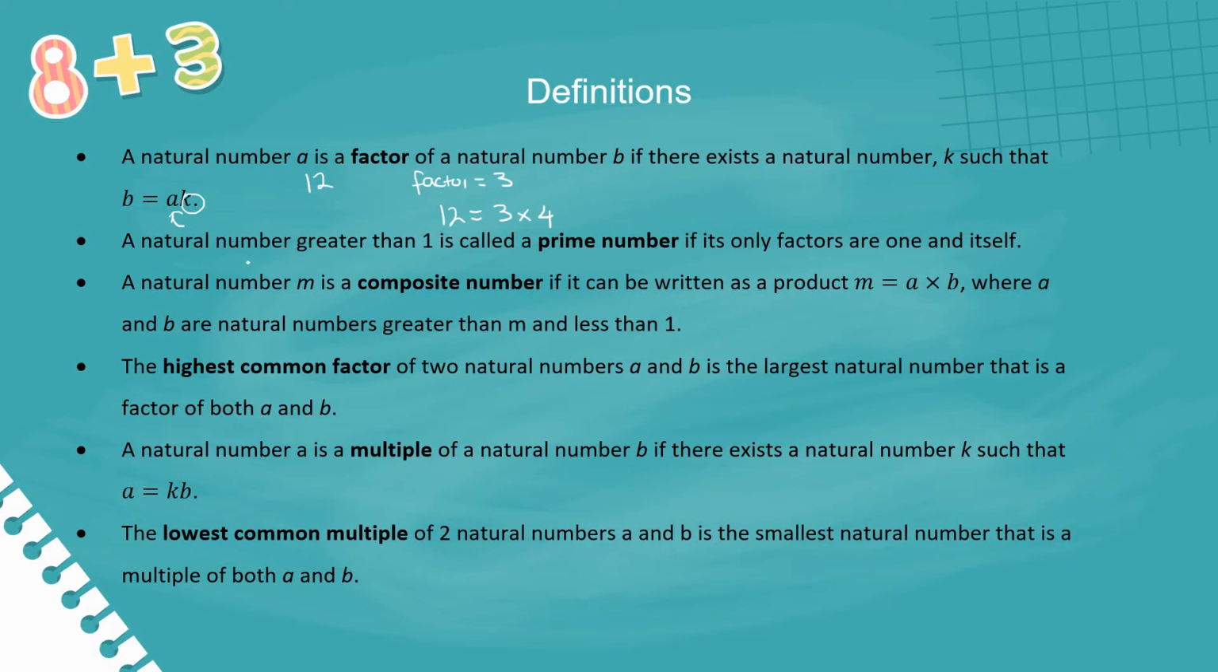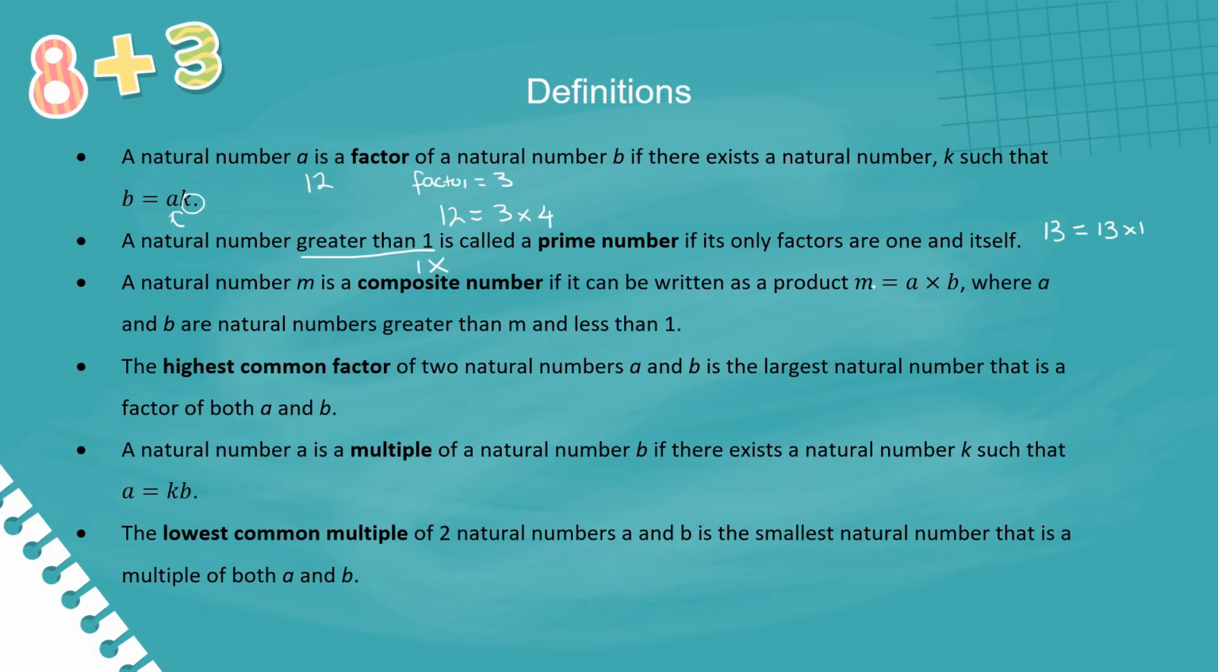A prime number is a natural number greater than 1, so 1 is not a prime number, if its only factors are 1 and itself. So 13 is a prime number because the only things I can multiply to get 13 are 13 times 1. The only factors are 1 and itself.